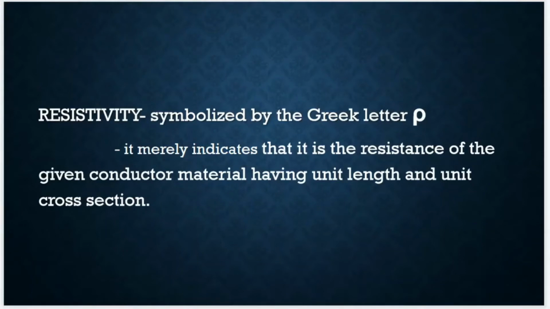So this is the continuation of our lecture in EE 121 under Chapter 2. We have Resistivity. I posted another YouTube video in your MVLE explaining further about resistivity. Resistivity is symbolized by the Greek letter rho. It merely indicates the resistance of the given conductor material having unit length and unit cross-section.